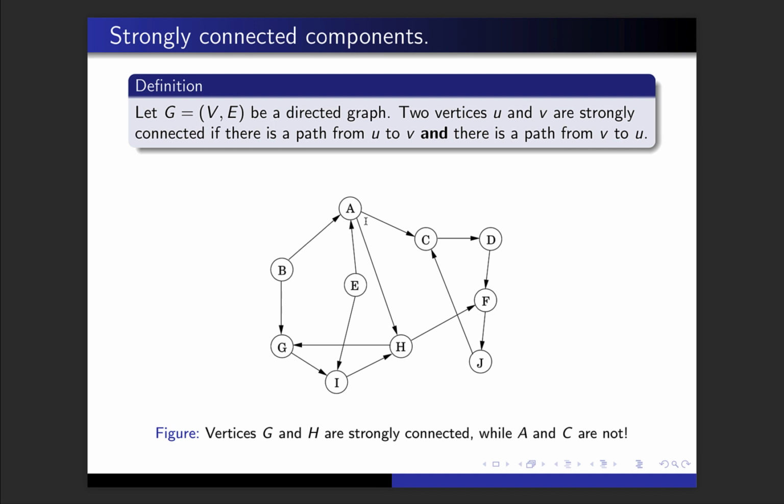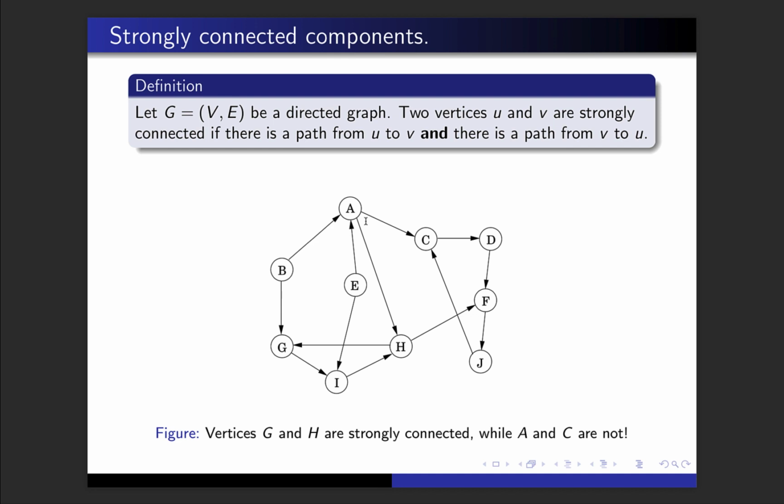Since this doesn't happen, we will say that A and C are not strongly connected. And then immediately, the question of how do we find strongly connected components, in other words, subsets of vertices that are strongly connected, how we can do that for a directed graph.